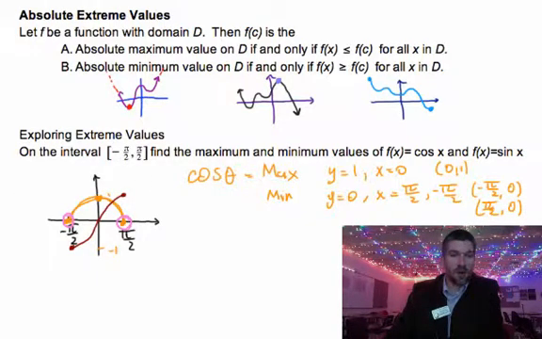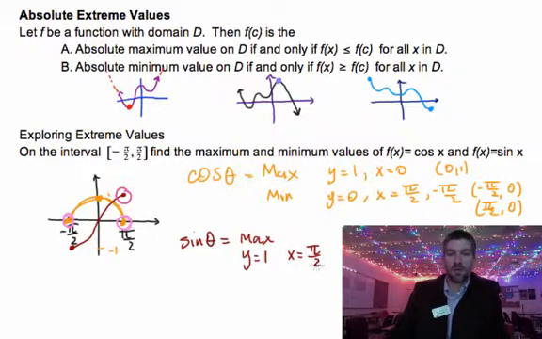Now, the sine curve is just a little bit different. With the sine curve, we don't have quite as much going on. So if we look at the sine of theta and we just want the max of that, that's going to be at this point up on the top here. So where does the maximum value occur? Well, it occurs when the y value is equal to 1 and the x value is equal to pi over 2. So what point is that going to be? It's going to be the point pi over 2, 1.